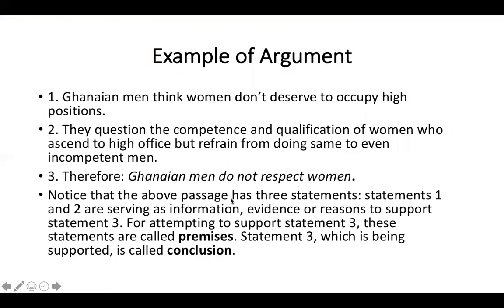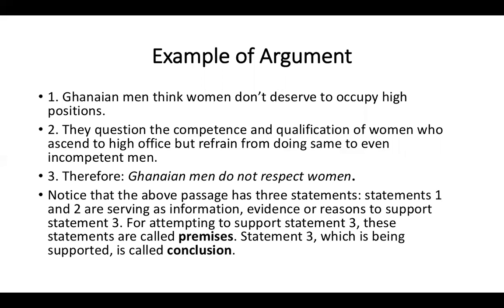Okay, so let's take an example of an argument. Ghanaian men think women don't deserve to occupy high positions. That's statement one. Statement two, they question the qualification of women who are sent to high office, but refrain from doing same to even incompetent men. That's statement two. Statement three, therefore, Ghanaian men do not respect women. So we have three statements.